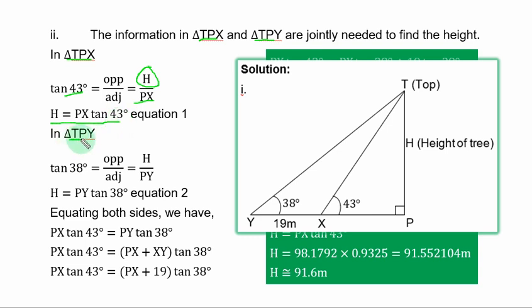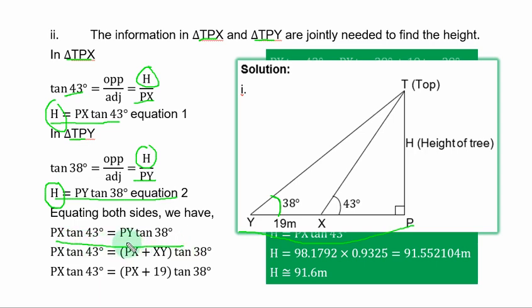In triangle TPY, we have 38 degrees. This is opposite. The whole of this length is adjacent. So you have tan 38 equal to H over PY. You make H the subject and you have it in this form. Now check both equations. They have an equal side. So if one side is equal, by implication the other side is also equal. That means you equate both sides. You have it in this form.